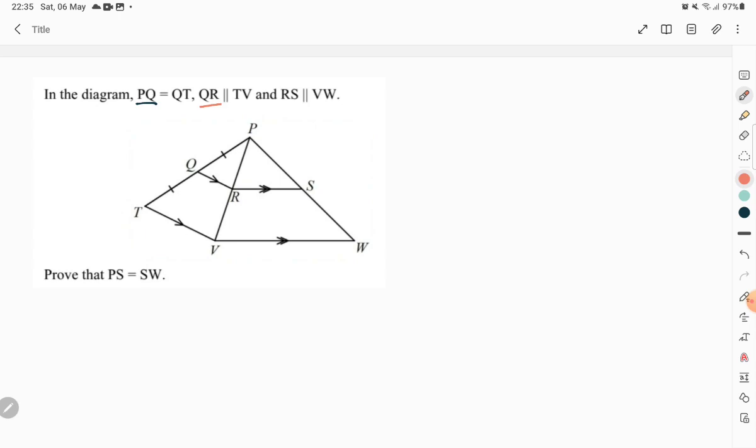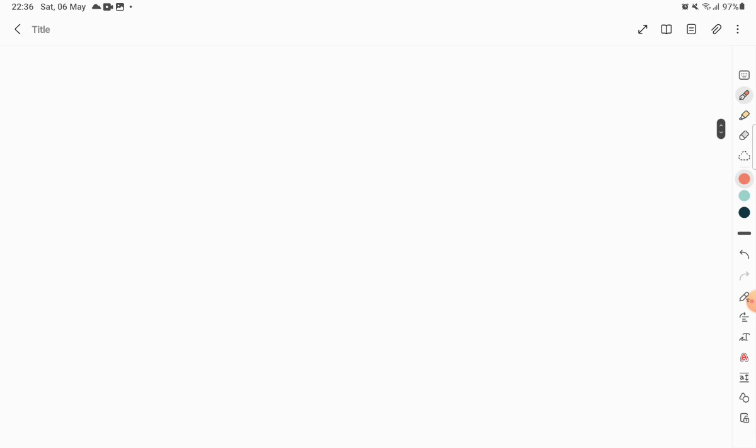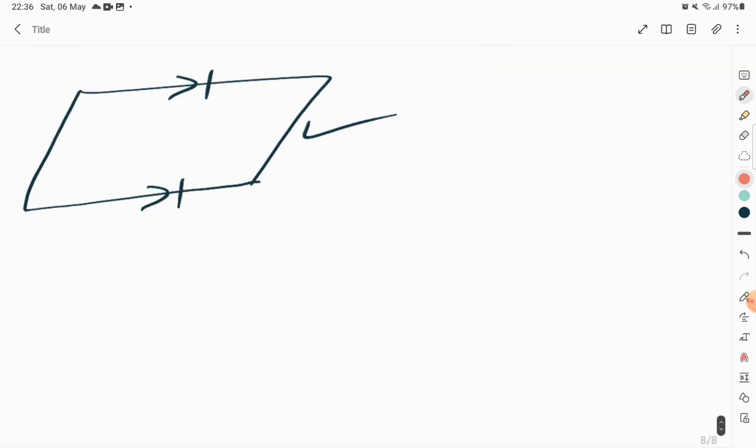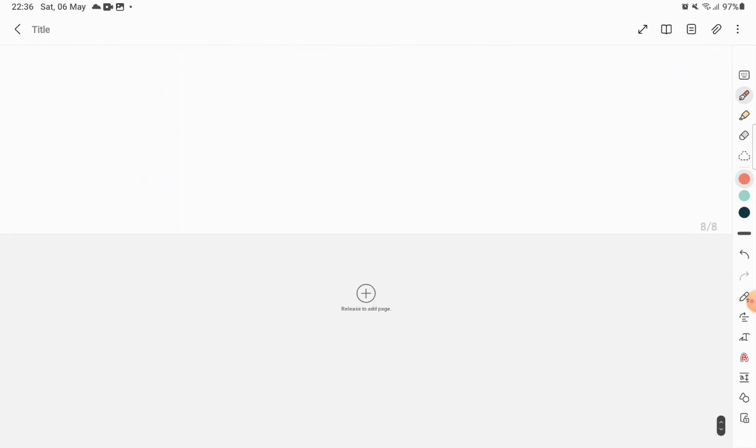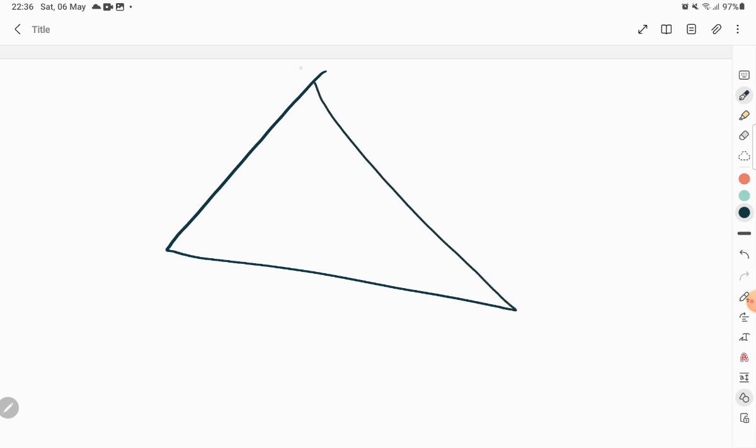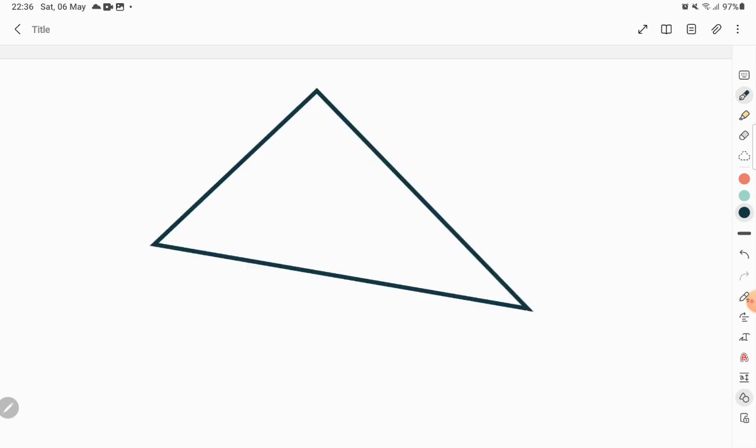They are asking us to prove that PS is actually equal to WS. But before that, I would like to first give you one theorem about a midpoint. So let's get into the midpoint theorem just a little bit.